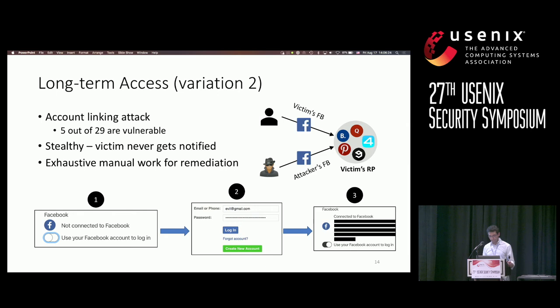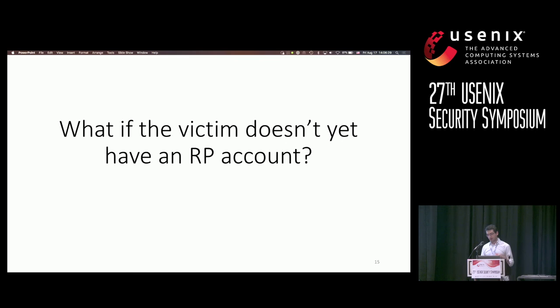So far we've talked about the attacks on Reliant parties where the victim already has an account. Now we consider the case that the attacker is interested in a Reliant party, but the victim doesn't have an account with it yet. For instance, let's say Uber. We are interested in an attacker who lays a long-term trap by creating Reliant party accounts preemptively and waiting for the victim to try and create an account.